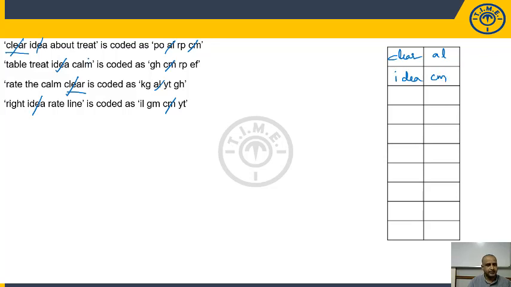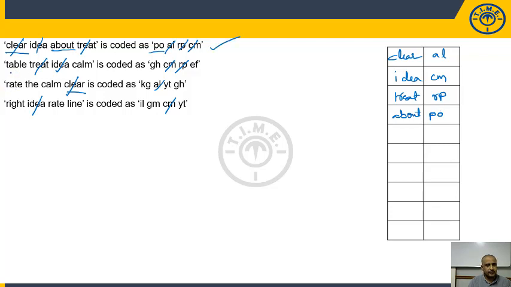Okay, done. Next, third one, about. Do we have about anywhere? No. So to find the about, we have to eliminate the treat. Do we have treat anywhere? Yes. We have in the first statement and in the second statement. So what is the common element in these two? RP. So the code for treat is RP. So what is the only word that we left in the first statement? About. And what is the only code left over is PO. So the code for about is PO. That we can confirm. Now the first statement is completely done.